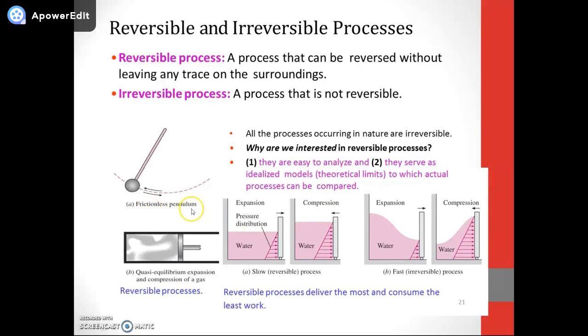Example, we have a frictionless pendulum. This is a reversible process. Okay, quasi-equilibrium expansion and compression of a gas. So you can compress, you can expand. Okay, for this one, slow reversible processes. Expansion for pressure distribution. Okay, so this is the water. Okay, and this is the example of compression. Okay, it's just the same. Okay, and the fast irreversible process, what happened when you push it very quick, and so this is what happened to the bulk of the fluid, the flow of the fluid. Okay, and this is the fast process for the compression.